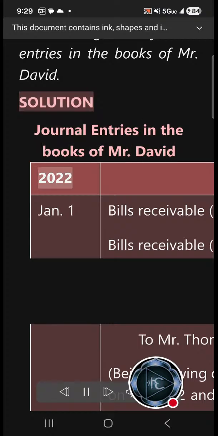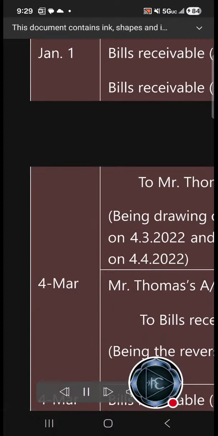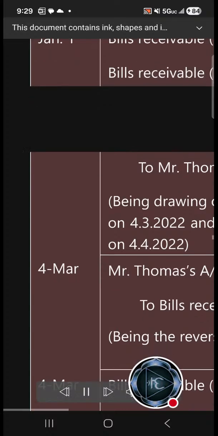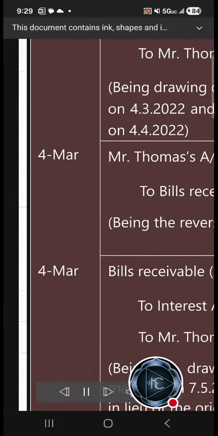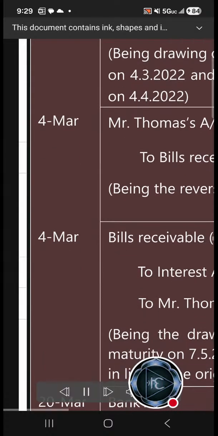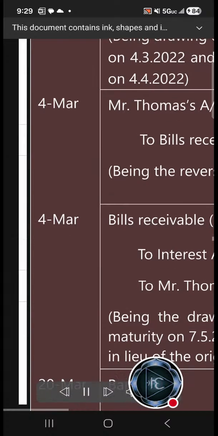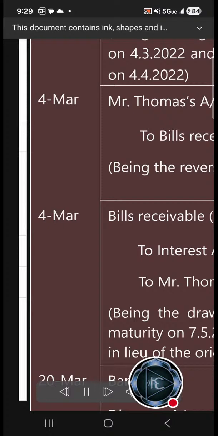2022, January 1st. Bills Receivable number 1 A/C Dr. 6,000, Bills Receivable number 2 A/C Dr. 10,000, To Mr. Thomas's A/C 16,000. Being drawing of bills receivable number 1 due for maturity on April 3rd, 2022, and bills receivable number 2 due for maturity on April 4th, 2022.